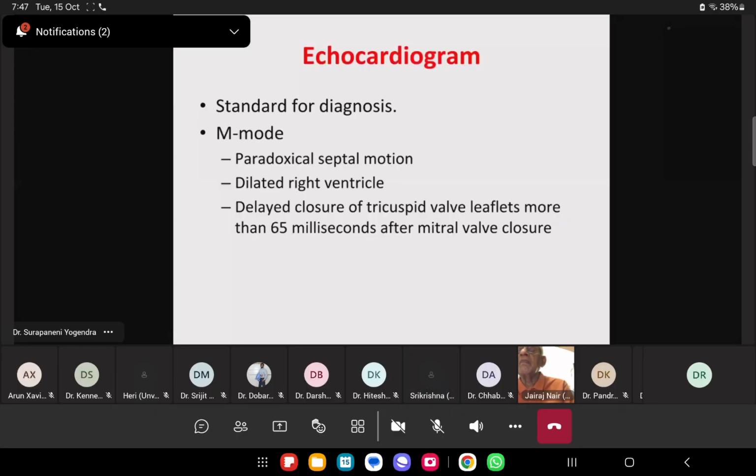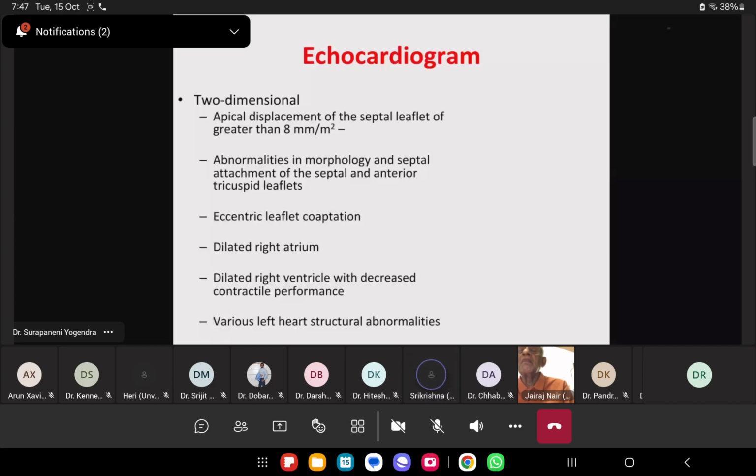Echocardiogram is a standard for diagnosis of paradoxical septal motion, dilated right ventricle, delayed closure of tricuspid valve leaflets more than 65 milliseconds after mitral valve closure. Two-dimensional echocardiogram: apical displacement of the septal leaflet greater than 8 millimeters per meter square of body surface area, abnormalities in morphology and septal attachment of septal and anterior tricuspid leaflets, eccentric leaflet coaptation, dilated right atrium, dilated right ventricle with decreased contractile performance, various left heart structural abnormalities.